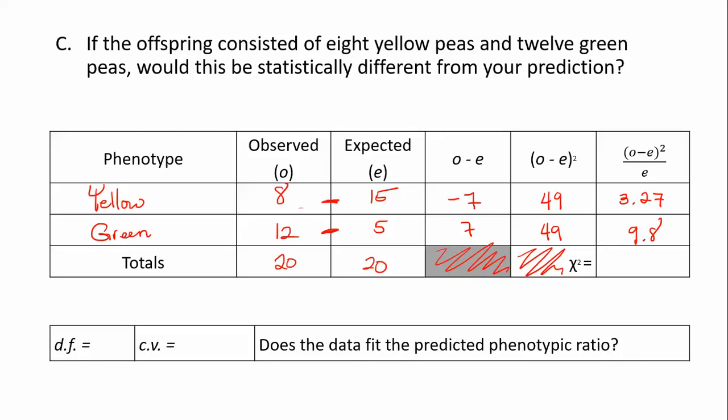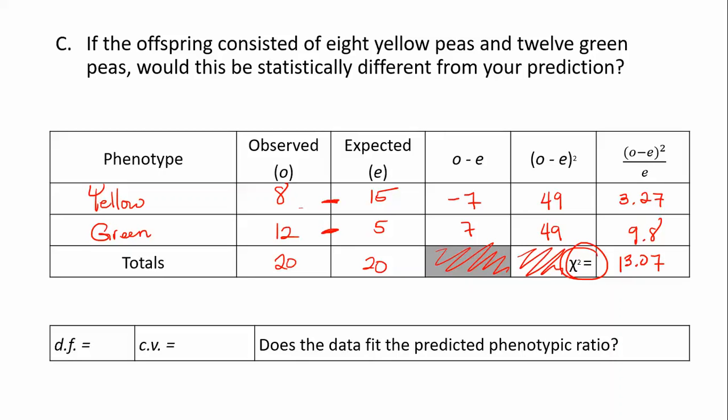Now this cell is open because I do want you to calculate a total here. You're going to add up those calculations, which in this case gives you 13.07, and that is our chi-squared value that we've calculated. Now we still have a little more work to do before we see if we reject or fail to reject our null hypothesis. So let's look at the next part of the table.